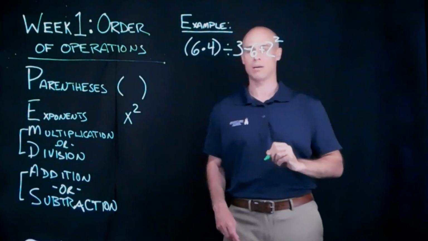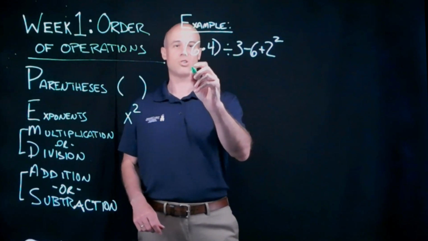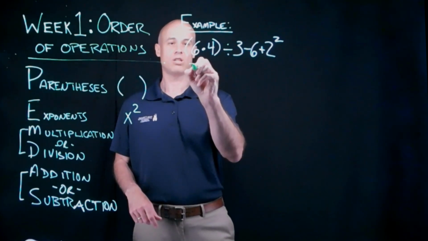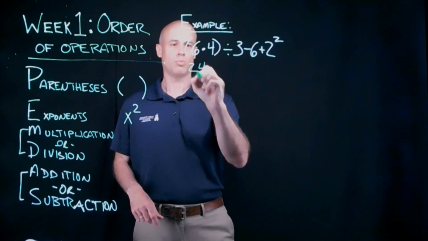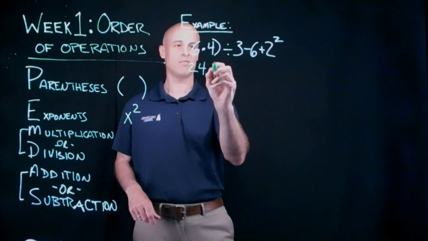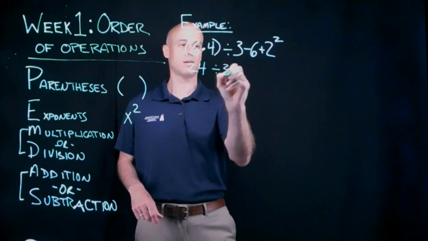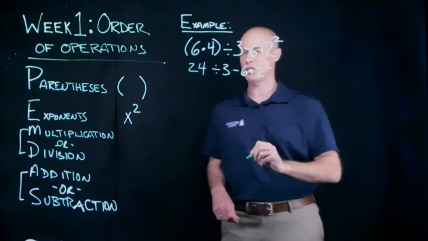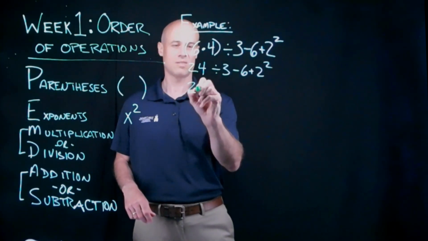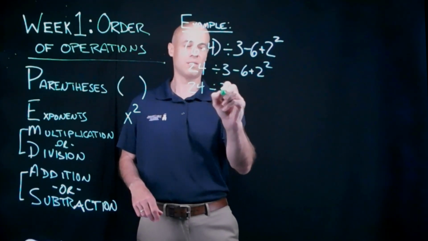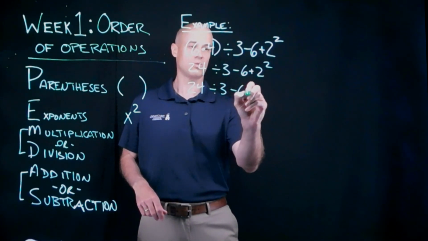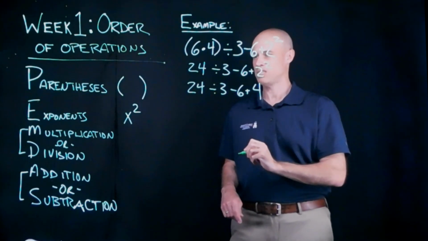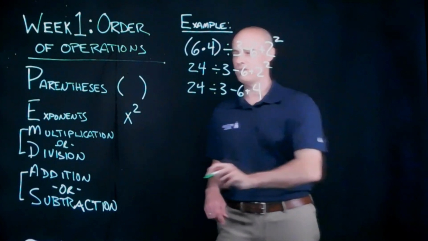Okay, so we have this problem, and we're going to start here with the parentheses. So the first thing we're going to do is multiply 6 by 4 inside of the parentheses. Then we're going to go down to the next operation, which is going to be our exponents. So we're going to square 2. Okay, so we got parentheses and exponents taken care of.